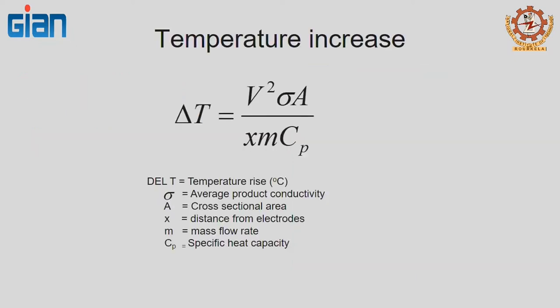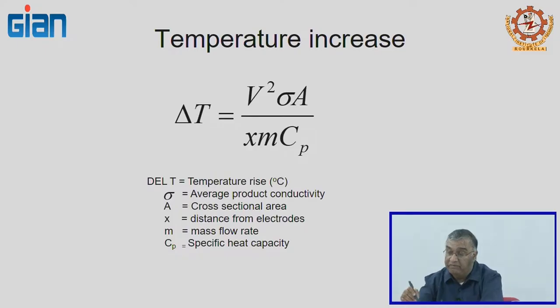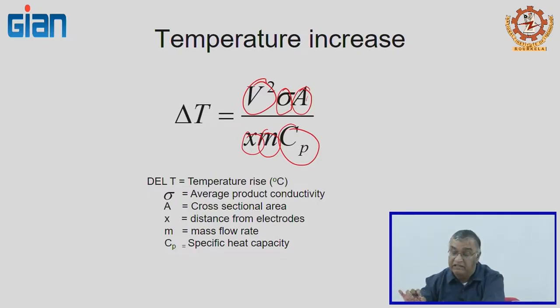The temperature increase during ohmic heating can be calculated from V squared, and then you have the product conductivity rho, the area of cross section, the distance from the electrode, the mass, and then Cp is your specific heat. So this tells you how much temperature increase happens during ohmic heating.